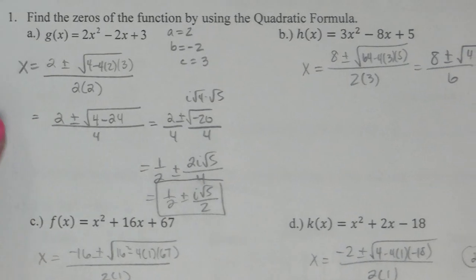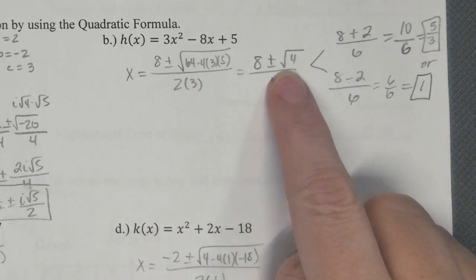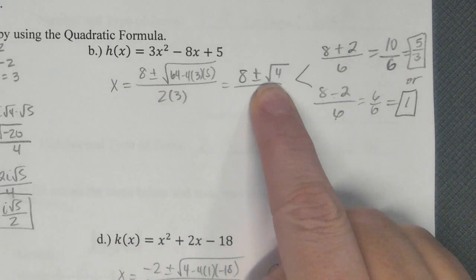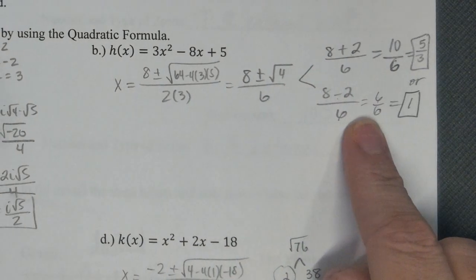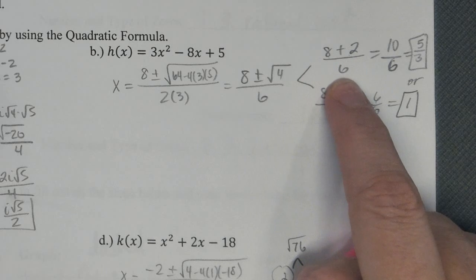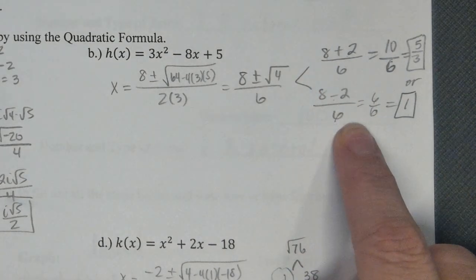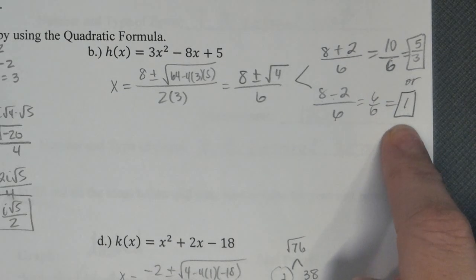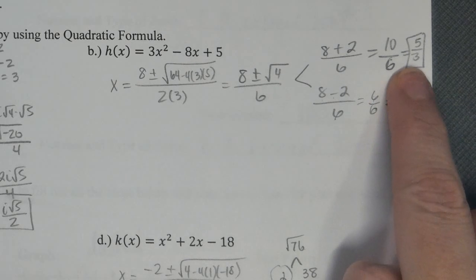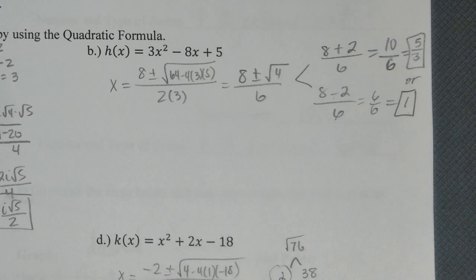A went well? Okay, for B, this is one where you get a perfect square underneath the radical. When that happens, you have to find the actual answer. So you're going to have x equals 8 plus 2 over 6, 10/6, which is 5/3. And then 8 minus 2 over 6 is 6 divided by 6, which is 1. So those are your 2 answers. Okay, and I do want that as a fraction. Anytime you have a decimal, you're not going to have it for these. You're going to have a radical, you're going to have a fraction.